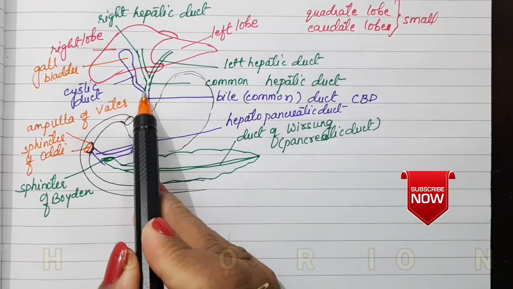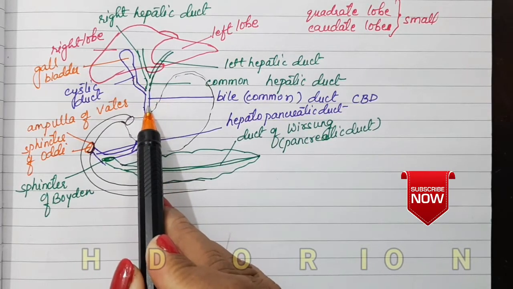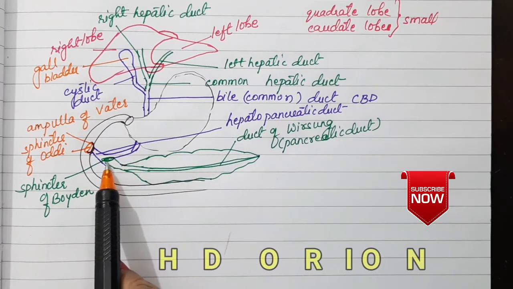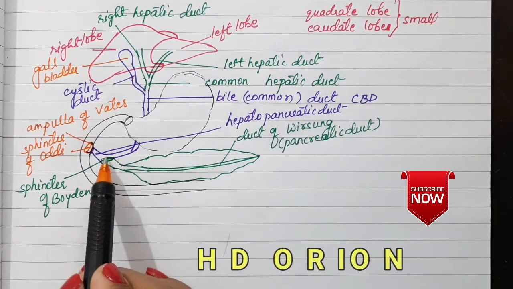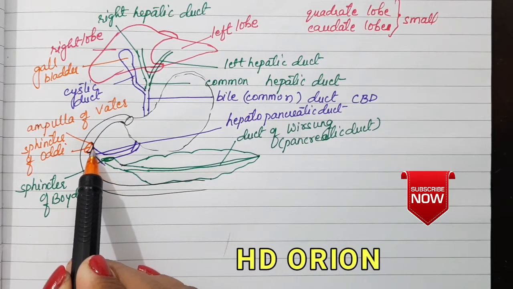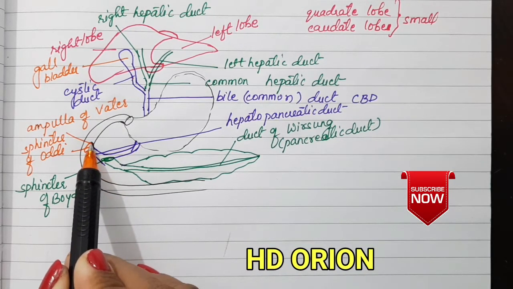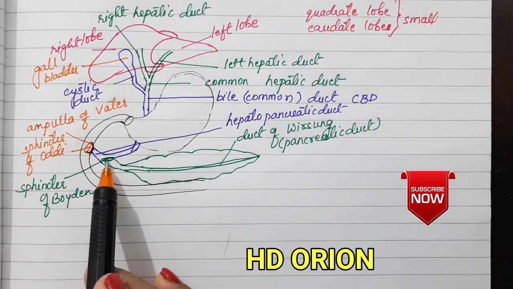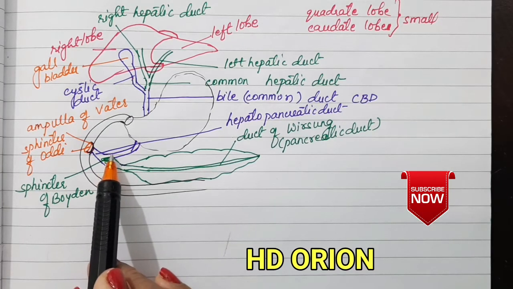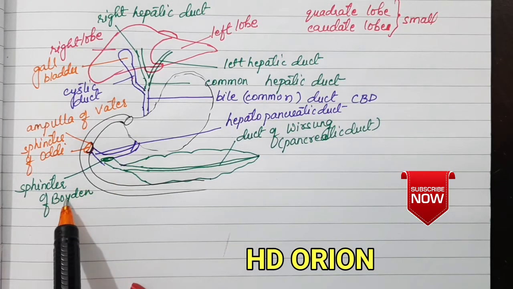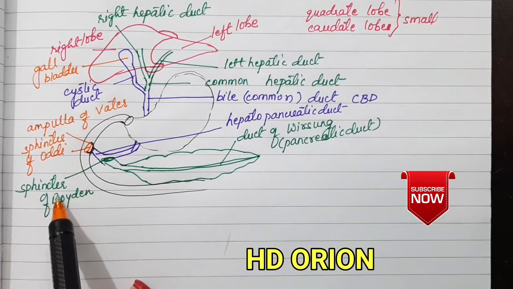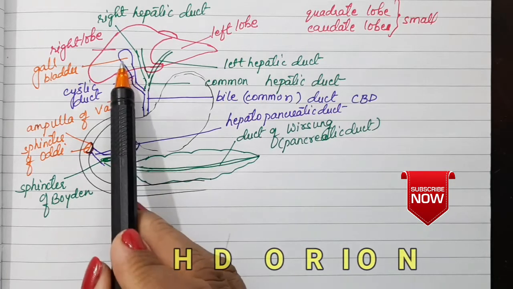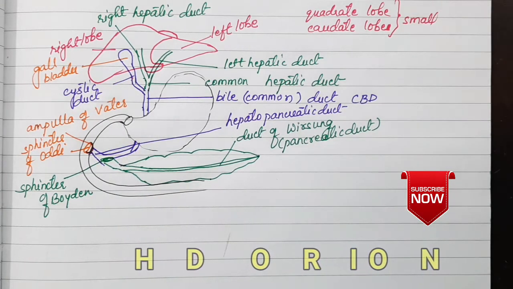The cystic duct and the common hepatic duct fuse to form the common bile duct. The common bile duct then fuses with the pancreatic duct coming from the pancreas, and this juice will then come over here and will open up by the ampulla of Vater, which is guarded by the sphincter of Oddi. The opening of the pancreatic duct and the bile duct is guarded by the sphincter of Boyden. So these are the two sphincters that are present over here. So this is how the pancreas and the liver are placed or located.